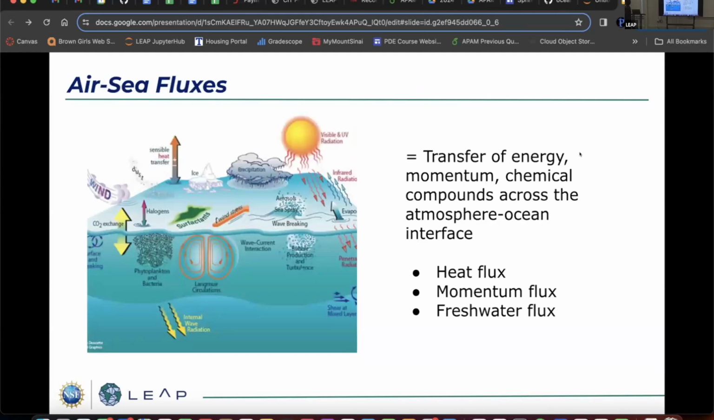So this is just, for those who don't know, a basic definition of air sea fluxes. An air sea flux is any transfer of energy, momentum, or chemical compounds across the atmosphere-ocean interface. The three types of air sea fluxes I'm looking at are the heat, momentum, and freshwater flux. Heat flux can be thought of as a transfer of thermal energy across this interface. For momentum flux, a good example would be how the wind forces currents in the ocean and vice versa. And freshwater flux mostly has to do with evaporation and precipitation of freshwater.